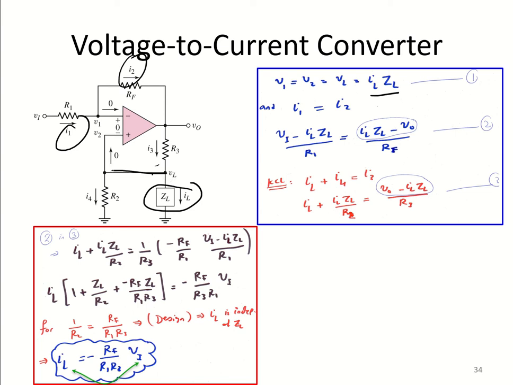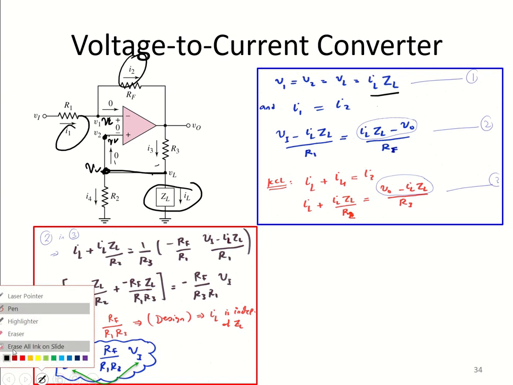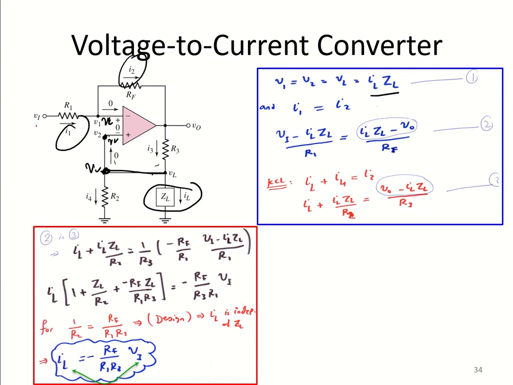Okay, and at this point we also have VL. So here, if we have VL, it means here we also have VL. So this is just the derivation. I1 will be V1 minus VL divided by R1, and the output current I2 will be VL minus V0 divided by RF.